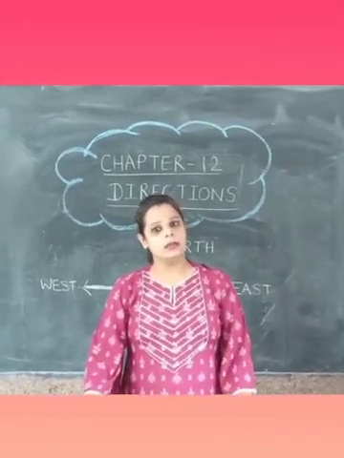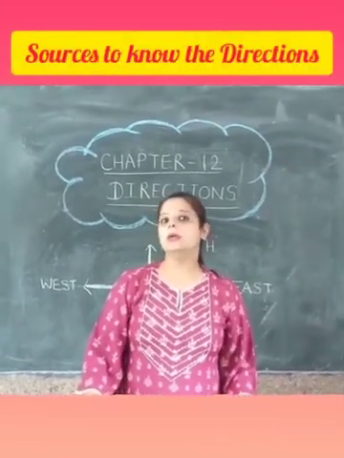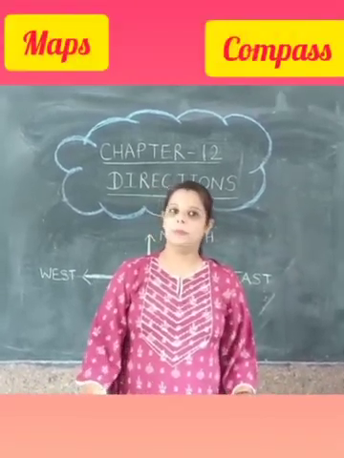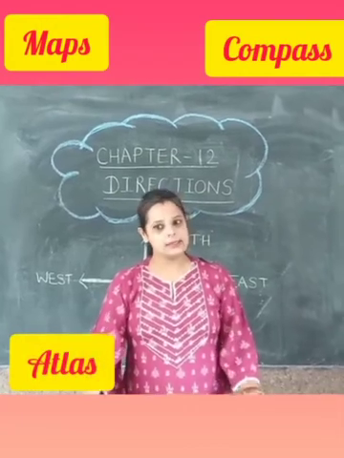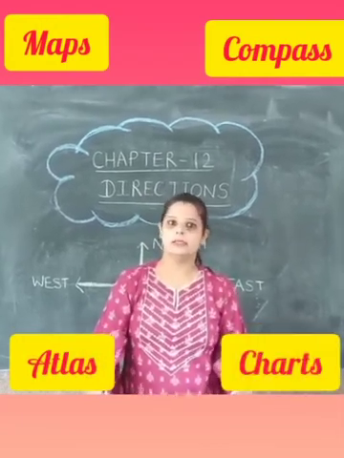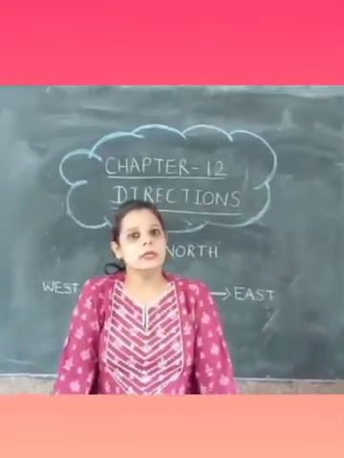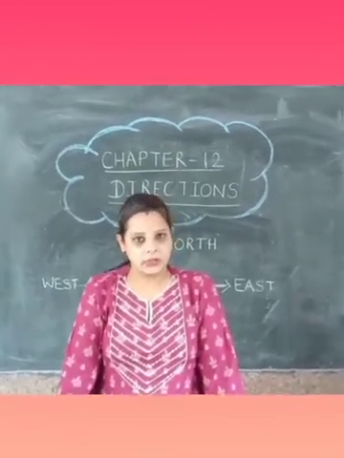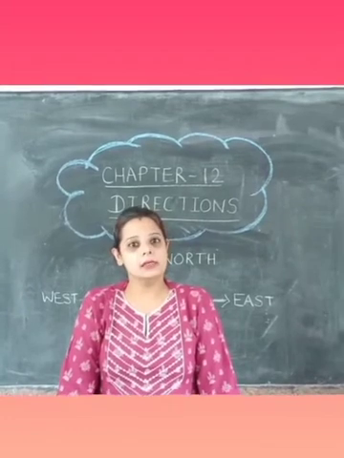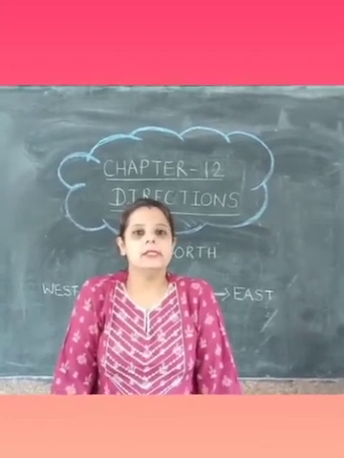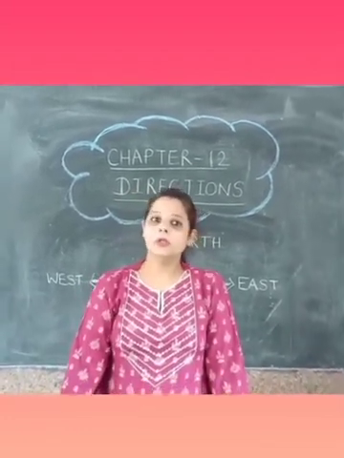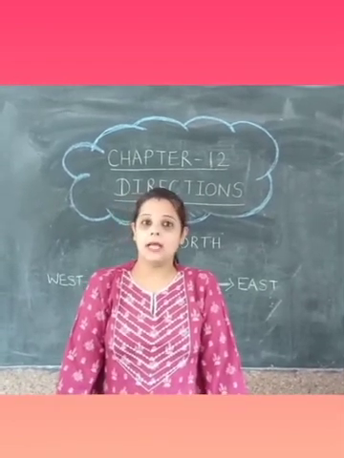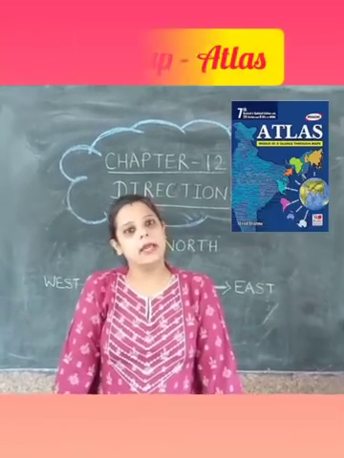Now let's learn the sources to know the directions. First is map, then compass, then atlas, and the last one is charts. So children, let's learn more about the sources to know about the directions. As we have discussed, first is map. Maps are useful for finding locations of different places, and the book of maps is called atlas.